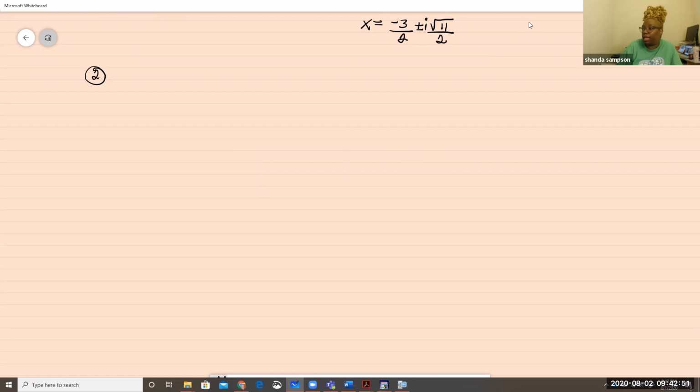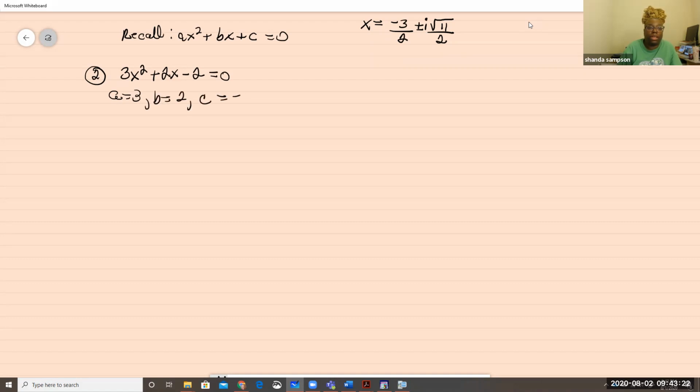Let's do this one. 3x squared plus 2x minus 2. And remember, they need to be set up in our old, if you recall, ax squared plus bx plus c. All right, so it has to be set equal to 0. So let's get started. A is equal to 3. B is equal to 2. And C is equal to negative 2.